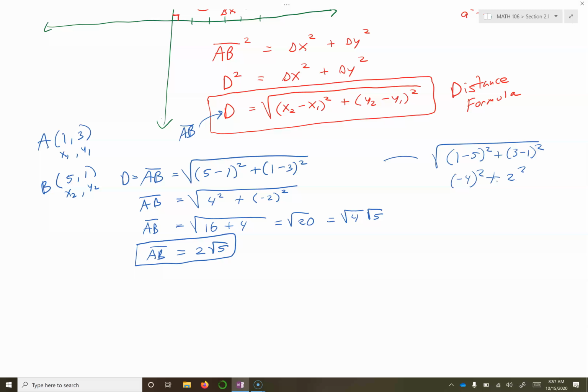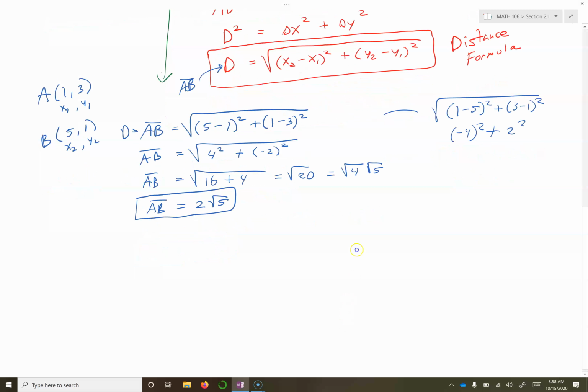Will this be something we have to memorize? I'll give you the distance formula. Believe me, I'm not a big "you have to memorize things" person. Just like the quad formula, I'll give you this. You just have to know how to apply it. That's all.